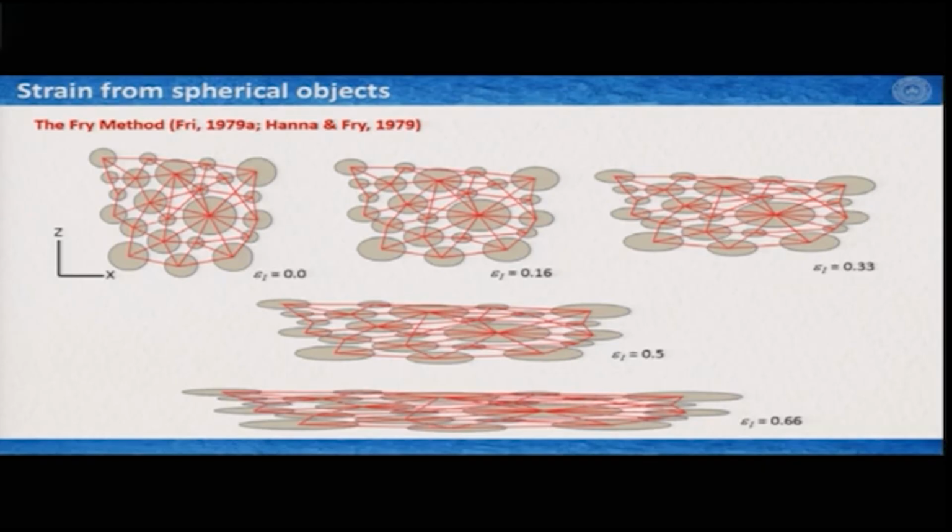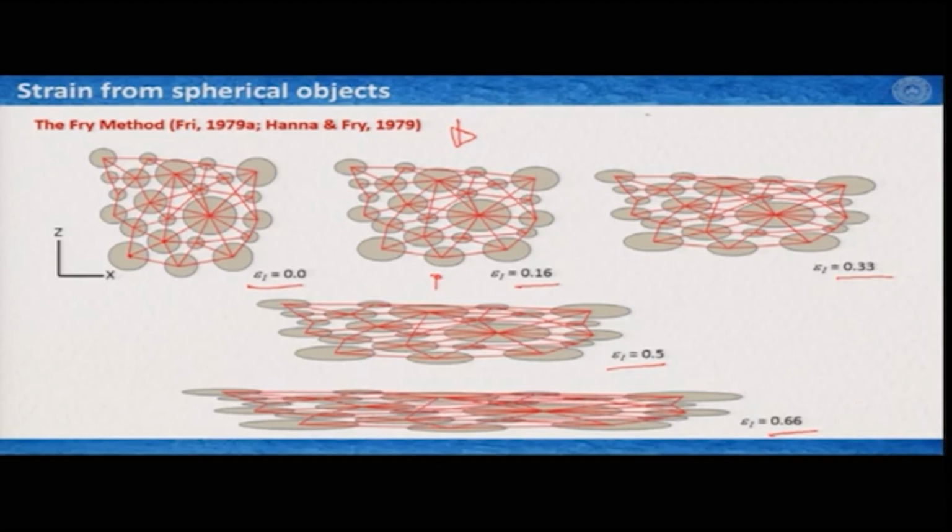This network of red lines is actually defining the distance from one center to another center of the neighboring circle. Now, in this setting, if I deform it by pure shear like this, the elongation along the x direction is 0, then 0.16, 0.33, 0.05 and 0.66. 4 incremental progressive deformation stages are given.